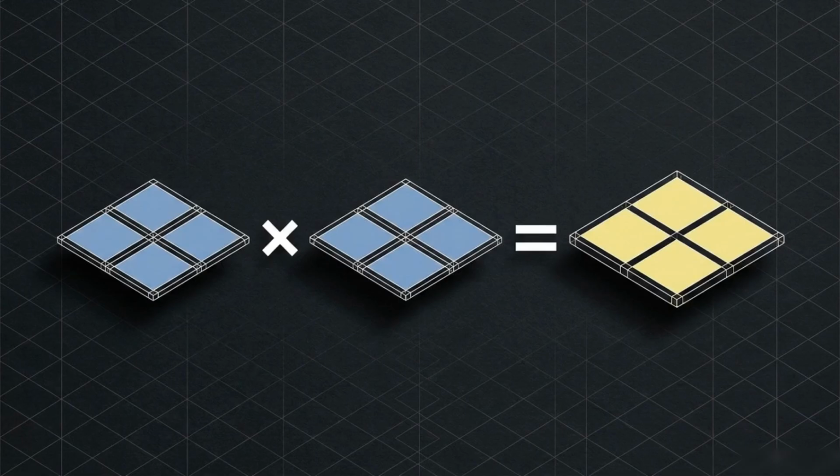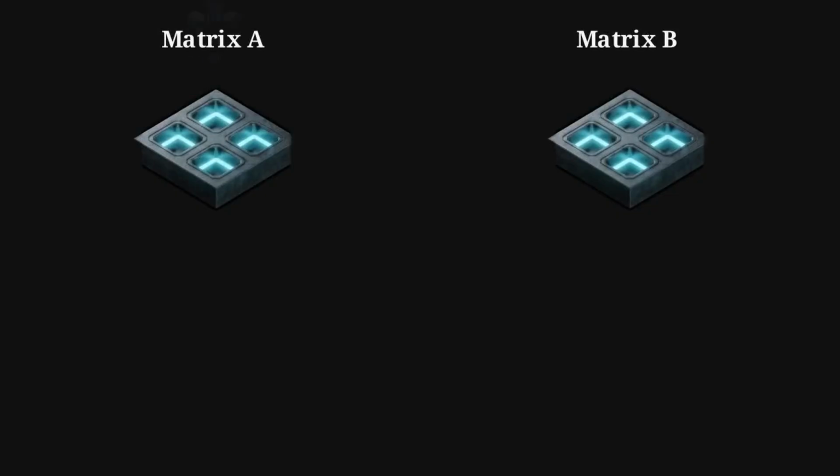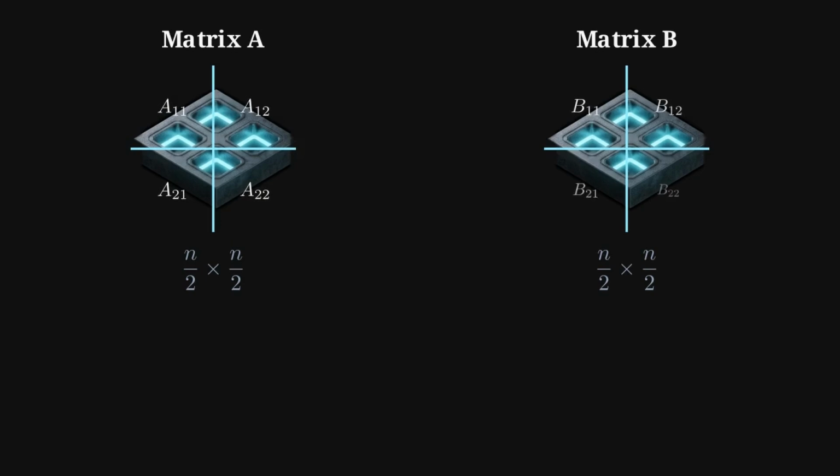We start with a standard mathematical objective, finding a result matrix, which we will call C, by multiplying matrix A by matrix B. The first step of the divide-and-conquer strategy requires slicing both matrix A and matrix B into 4 equal quadrants, scaled at n over 2 by n over 2. We label these submatrices 11, 12, 21, and 22 based on their spatial positions.